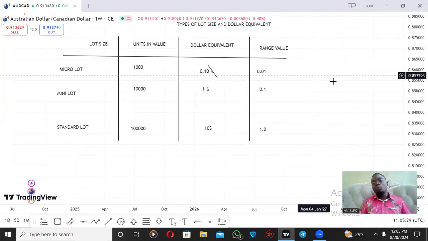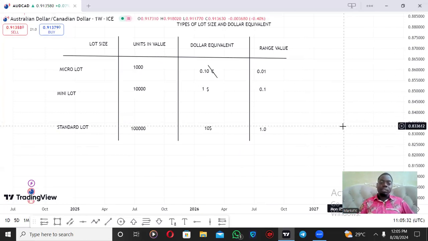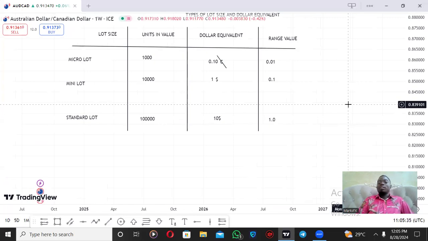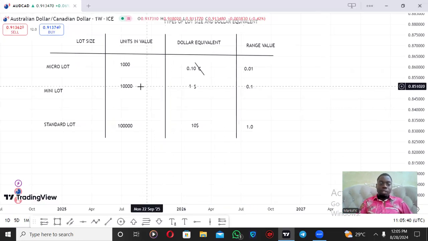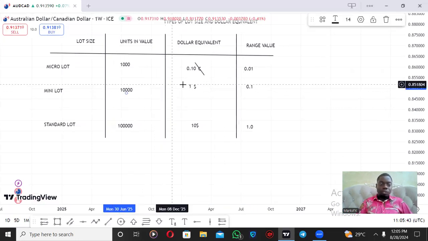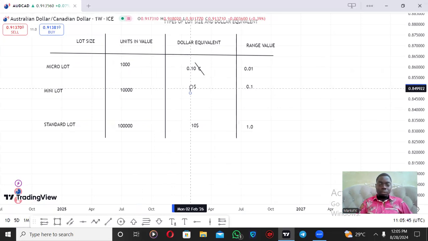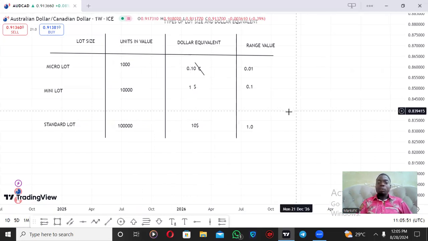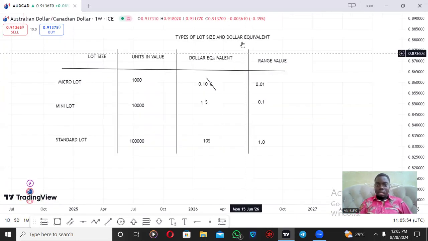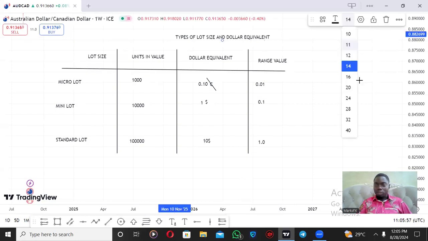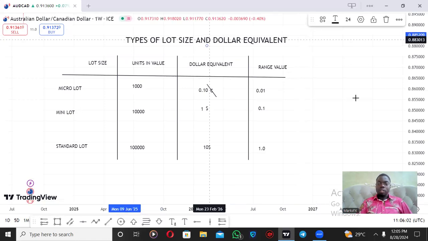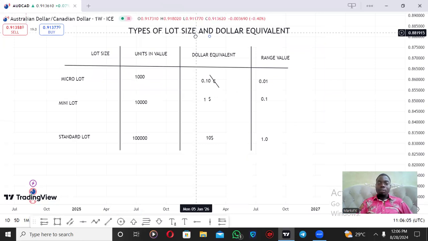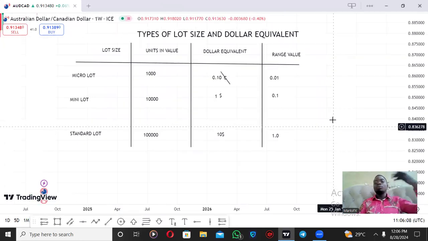Now, having known all this, how do you calculate how much money you are going to lose, and how much money you are going to get if price goes in your favor or against you? Pay attention to the formula that you are going to use. How do you calculate your lot size, how much you are going to lose and how much you are going to get?